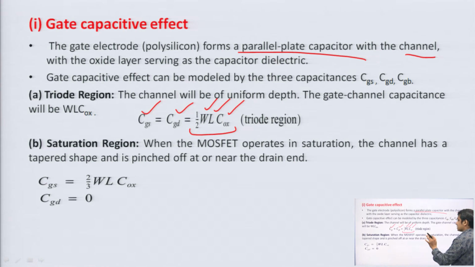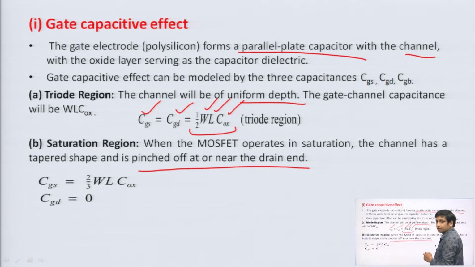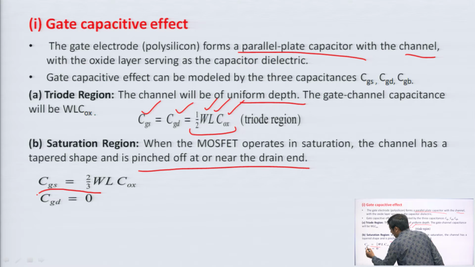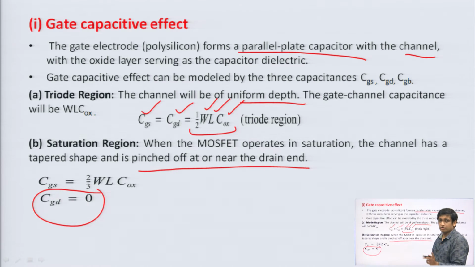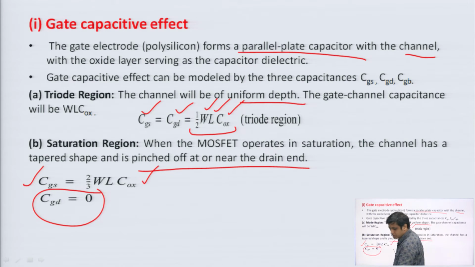The value is approximately the same because in triode region the channel is of uniform depth, but in saturation region, since the channel is pinched off at the drain end, the gate to drain capacitance is 0 in case of saturation region, fine. Ideally we have considered it 0, practically the value of CGD is very small. So, many times we neglect this CGD because in saturation region the channel is pinched off, fine, and the gate to source capacitance is more here, 2 by 3 W into L into COX.